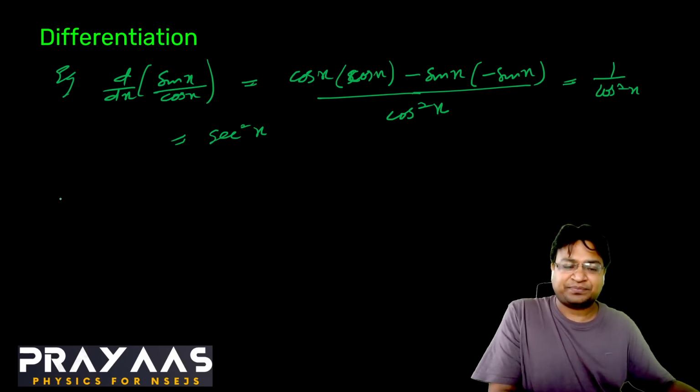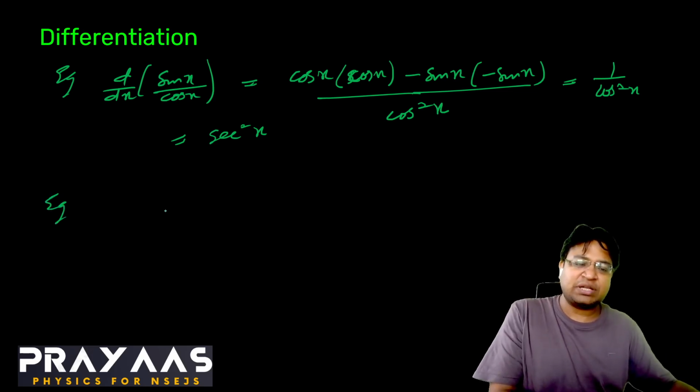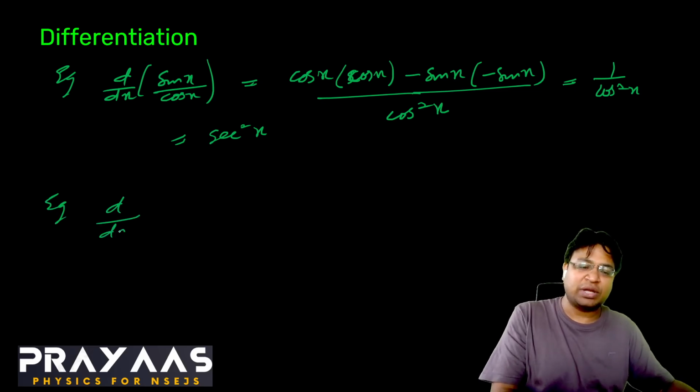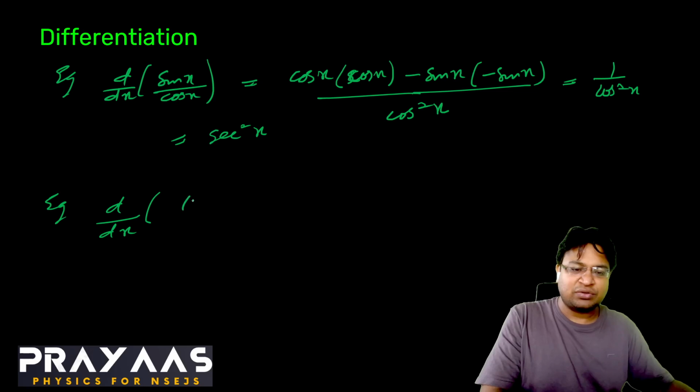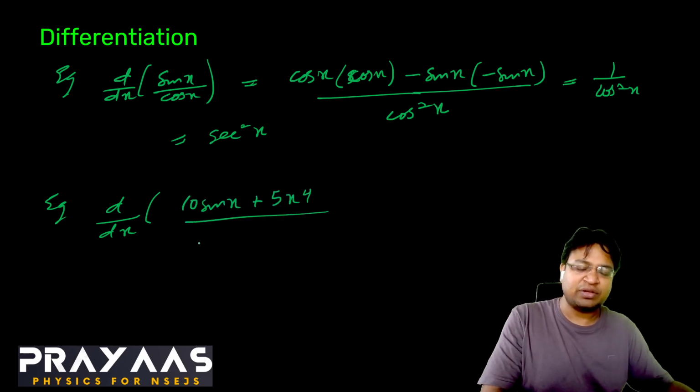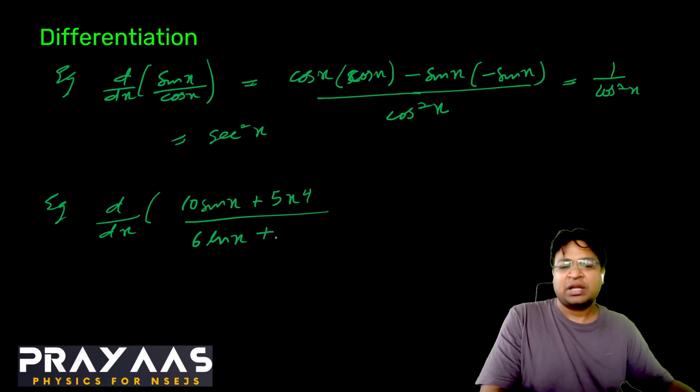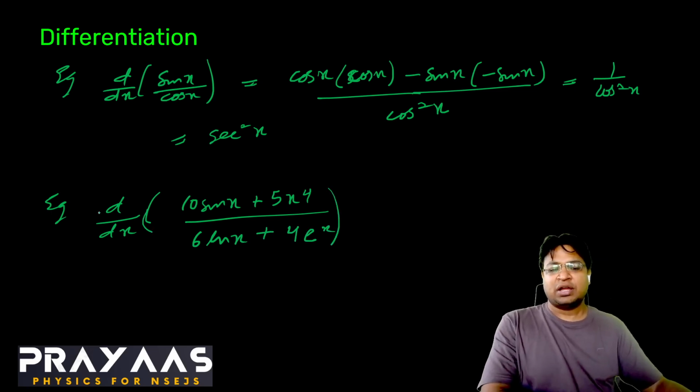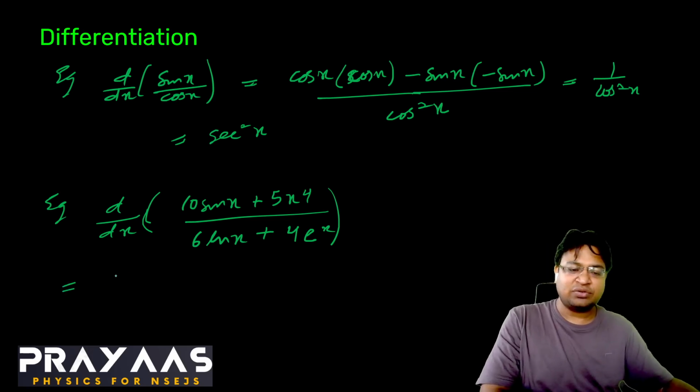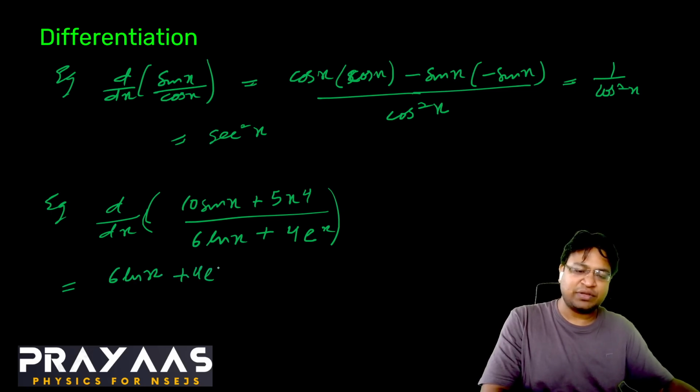Now, let me give you an example in which we are using multiple rules together. So, watch this, everyone. So, 10 sine x plus 5x raised to power 4 divided by, let's say, 6 ln x plus 4 times of e raised to power x. So, we want to differentiate this. Now, this looks very daunting. So, let me do it. So, I'll first write denominator. So, 6 ln x plus 4 times of e raised to power x, and then I will differentiate the numerator.